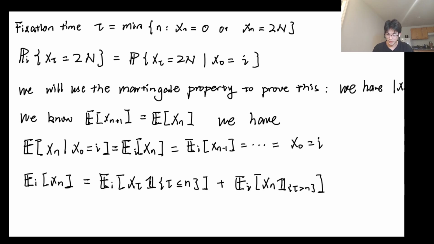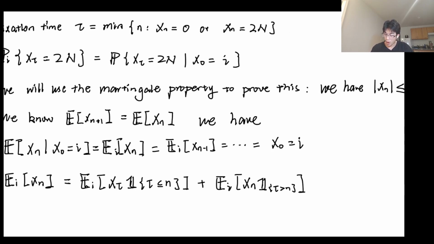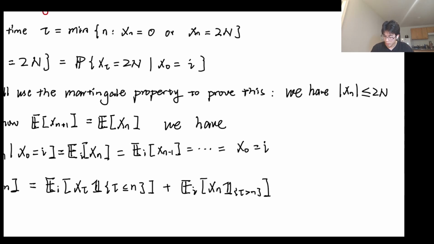What does this mean? A key note is that when n is greater than or equal to tau, meaning that n is bigger than the fixation time, what happens? No matter how far n goes, maybe tau plus 1, tau plus 2, it stays as x tau forever. It is either 0 or it is 2n. That's the property that we discussed previously.